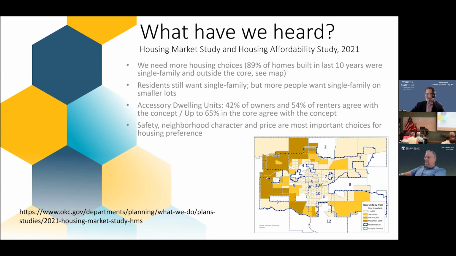So Gary referenced the housing market study and the housing affordability study. They too illustrated feedback about housing choice, especially intergenerational housing choices. Does anybody want to mow their big lawn anymore? Maybe not. What about ADUs? There's support, again, back to housing choice and maybe smaller dwellings.